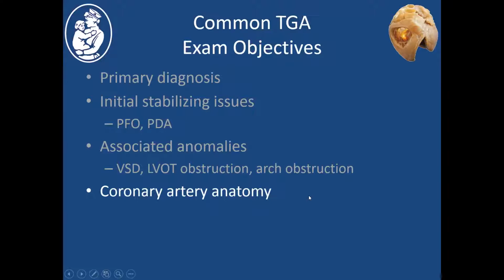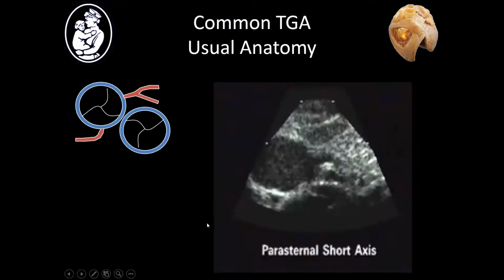The arterial switch operation, of course, is now the treatment of choice for transposition of the great arteries. So coronary artery anatomy turns out to be important, and we can usually see this with echocardiography. This is an example of the most typical type of coronary anatomy, what we call usual anatomy in transposition. This is probably present in 80–85% of patients with transposition.